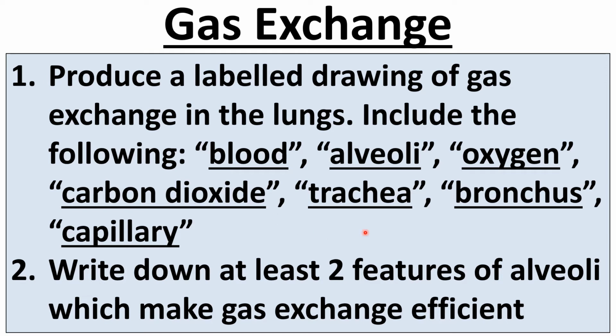So to conclude this session, try this. Press pause and then draw a wee label diagram of gas exchange in the lungs, and you should have the following: blood, alveoli, oxygen, and so on. You might want to do it with coloured pencils, I suppose, to show the blood. And then after that, just beside it, two features of alveoli which make gas exchange efficient. So do that just now and then press play again, and I'll show you what you should have.